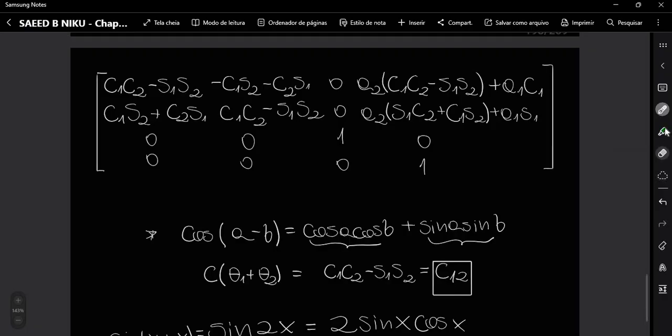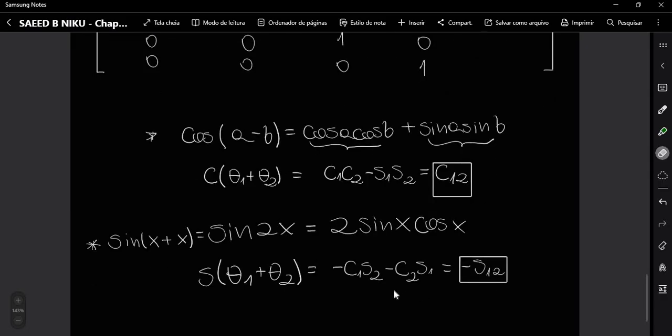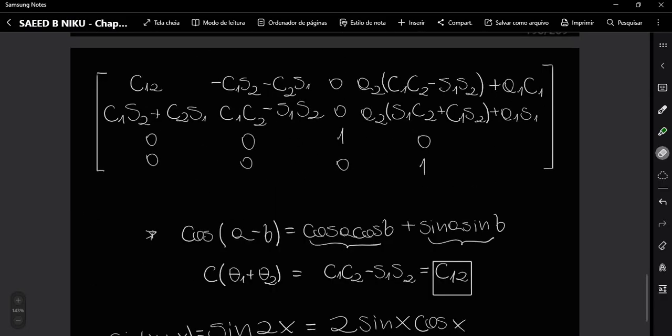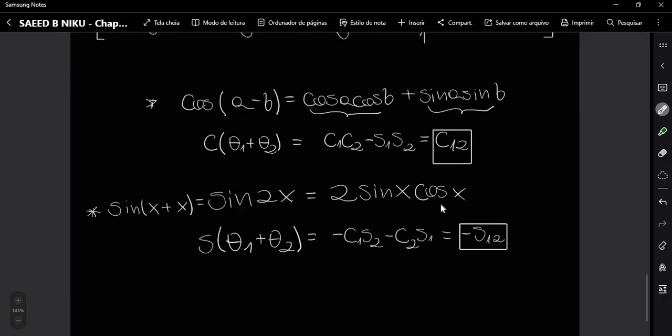Okay, so as you can see right here, we will substitute C12 for cosine of θ1 plus θ2, and right here S12.